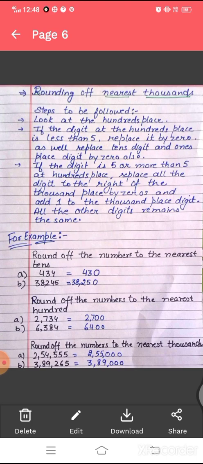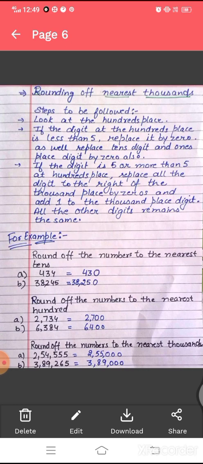The next concept we will do: round off the numbers to the nearest 100. For the nearest 100, we have to look at the tens place. In the first part, A part, at the tens place 3 is written. We will make the tens place digit 0, and the ones place digit also 0. We will write 0 0, as the tens place is less than 5, and we will write all the other numbers as they are. So the answer is 2700.